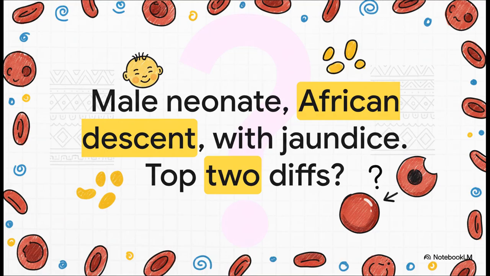Okay, let's get right into it with a core clinical puzzle. Picture this. You're called to see a male neonate. He's of African descent, and he presents with jaundice. You're thinking it's a non-immune hemolytic anemia. So what are your top two differentials? This is the exact scenario we're going to unpack today.